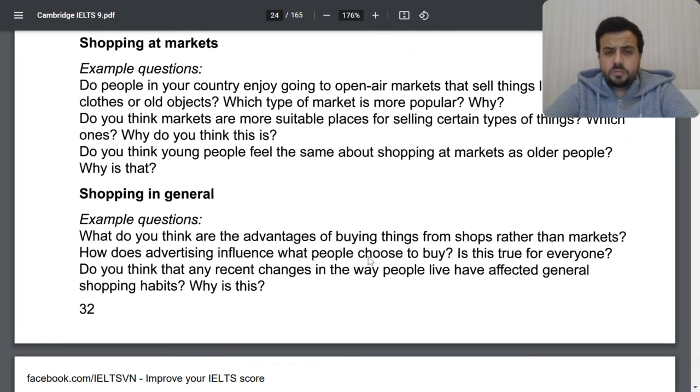Also, we're talking about special offers. So these shops, they always have some special offers and they have some incentives, like, for example, collecting points and so on. So these things, free offers, incentives, they can make the person go there and go back again. How does advertising influence what people choose to buy? Is this true for everyone?